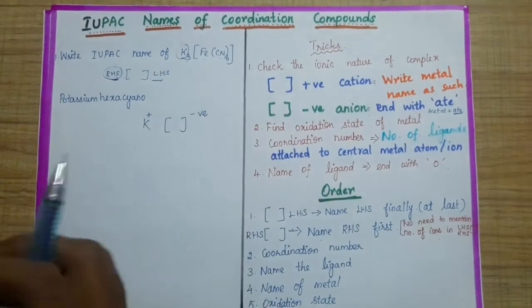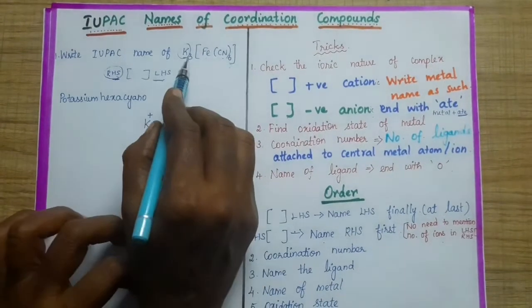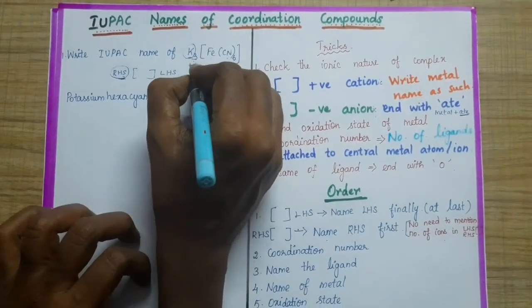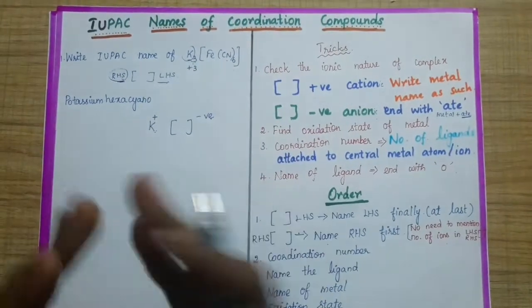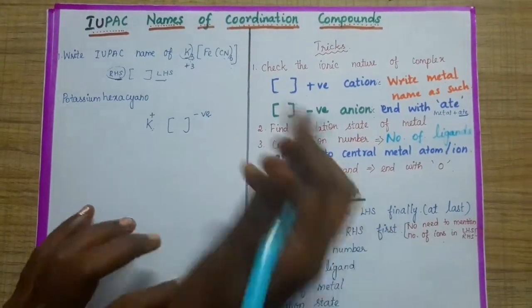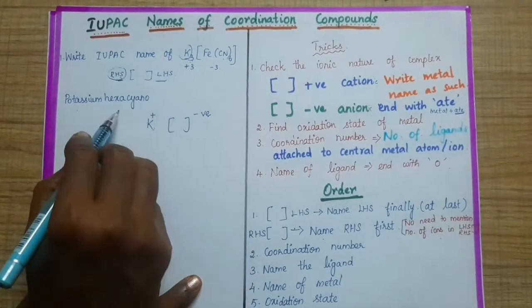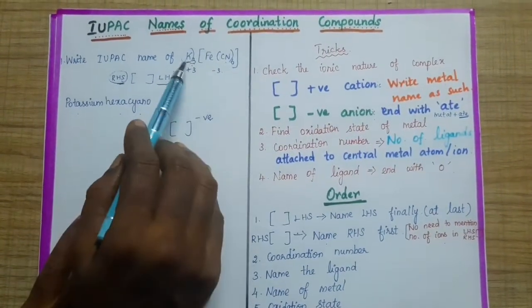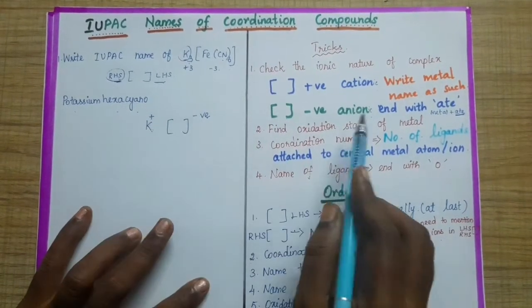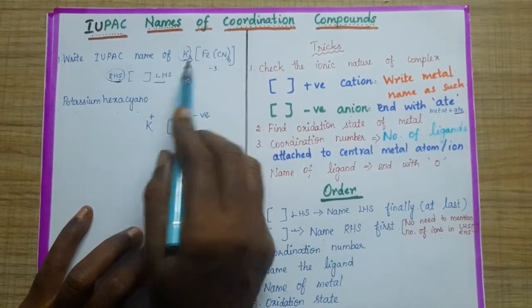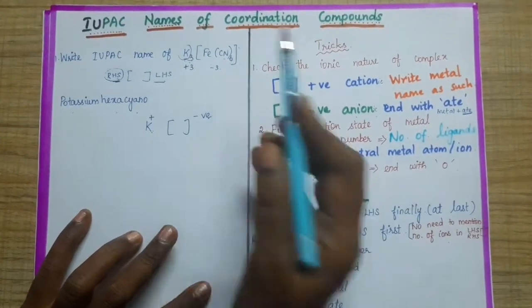You can see one more trick also in this. Here I have K3, so it is nothing but plus 3. Counter ion means what? The opposite charge of the same number of ions. So obviously it will be minus 3. So potassium hexacyano. Now, is it a cationic complex or an anionic complex? It is an anionic complex. Why is it so? Because potassium is positive, so the complex is negative.